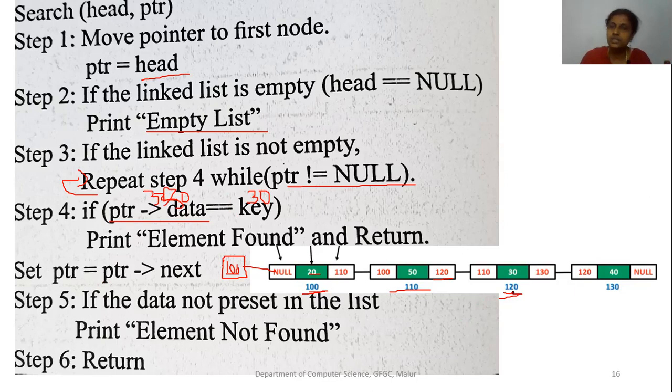Okay. So the searching algorithm under the double linked list is similar to your single linked list algorithm. The same algorithm is placed here also.